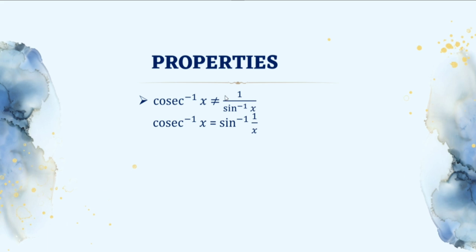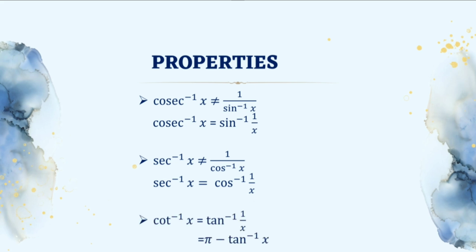So the next is, when we write cosec inverse of x, it is not equal to 1 minus sine inverse of x, but it is equal to sine inverse of 1 by x. This is a property which we should remember. Similarly, for sec inverse x, it is equal to cos inverse of 1 by x. This point should be noted. The same way, for cot inverse of x, it is equal to tan inverse of 1 by x, which can also be represented by pi minus tan inverse of x.